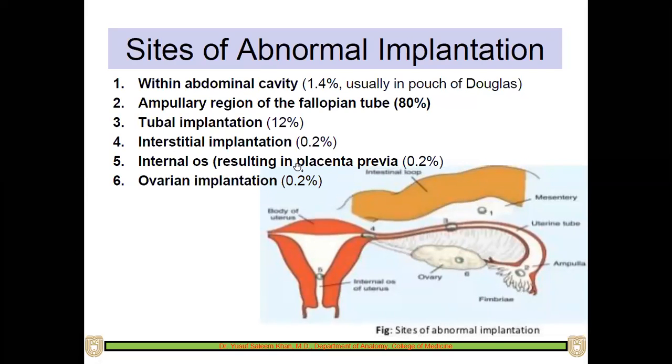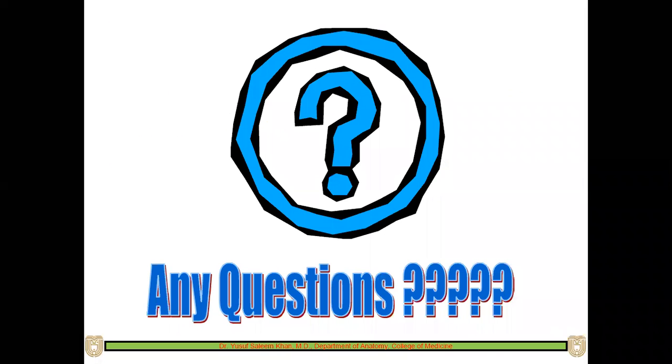And sometimes it gets implanted in the ovary. Instead of going to the uterus, the fertilized egg comes here and gets implanted in the ovary. This is also 0.2%. But the commonest will be the fallopian tube, especially the ampullary part. And the other parts of the fallopian tube account for 12%. So these are some of the sites of abnormal implantation.